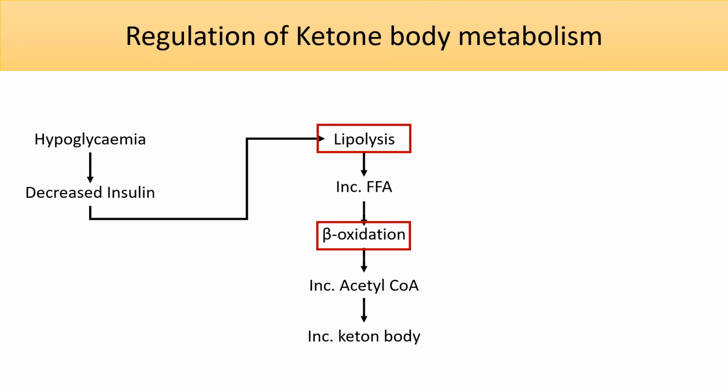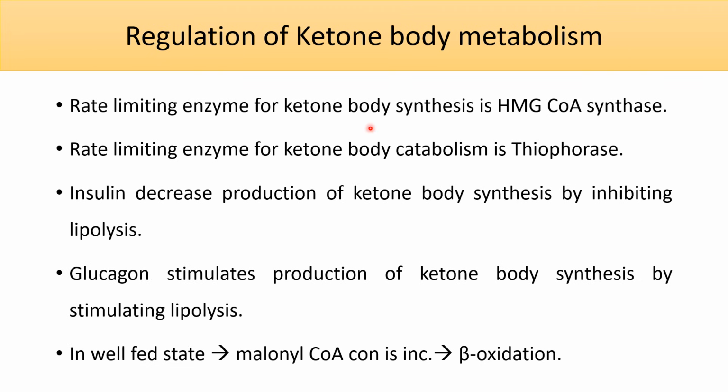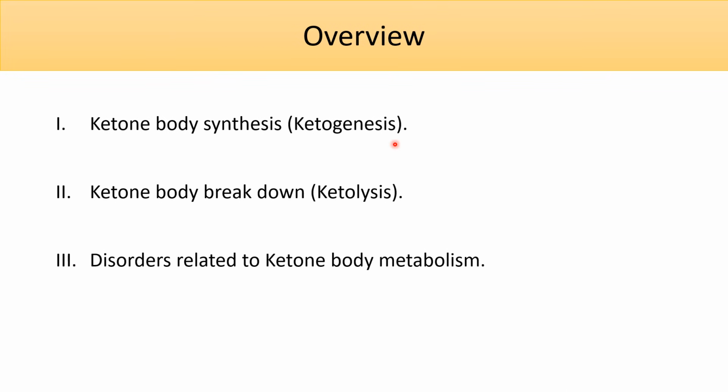So the rate limiting enzyme for ketone body synthesis is HMG-CoA synthase, and the rate limiting enzyme for ketone body catabolism is thiophorase. Even though we have rate limiting enzymes for ketone body synthesis and breakdown, it is regulated mainly by regulating lipolysis and beta oxidation through the hyperglycemic hormone, that is glucagon, and insulin. So we have seen ketogenesis, ketolysis and regulation of ketogenesis and ketolysis.